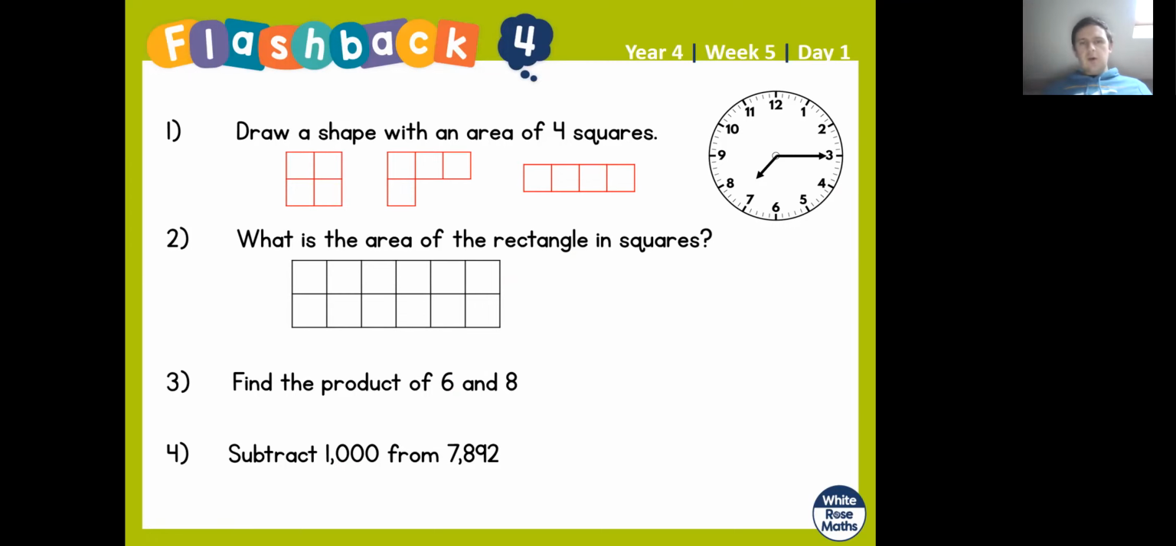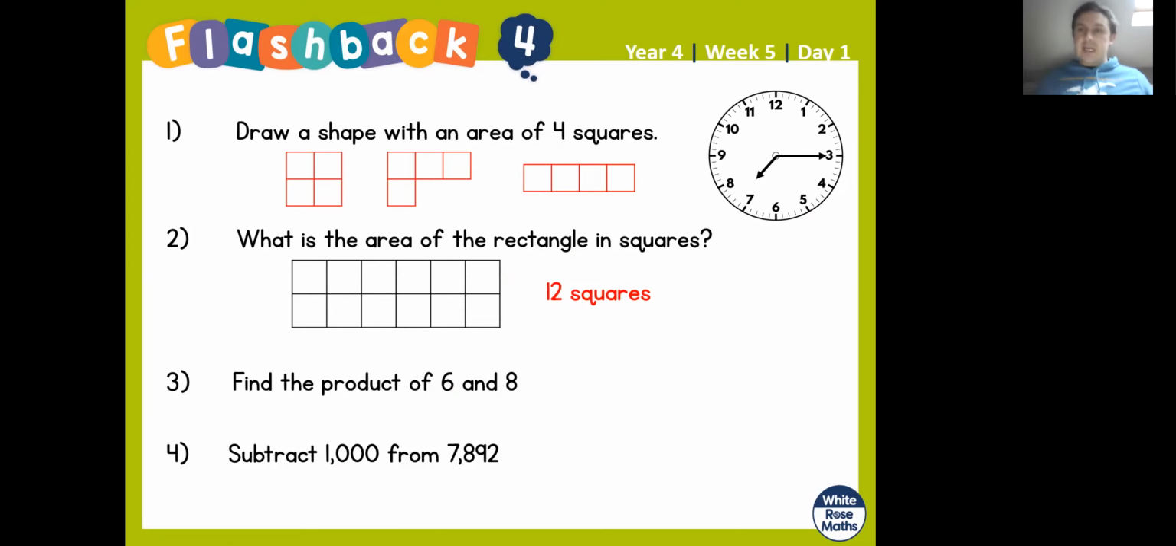The second question says, what is the area of the rectangle in squares? We can either count all the squares or we can count that there are 2 on each column and there are 1, 2, 3, 4, 5, 6 columns. So we do 6 times 2. That would give us 12. Remember, we can use multiplication if there's an equal amount of squares in each row and column.